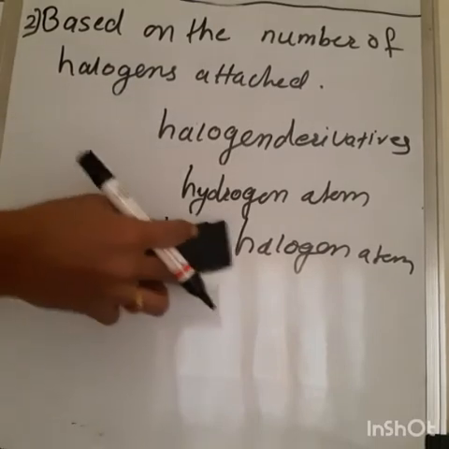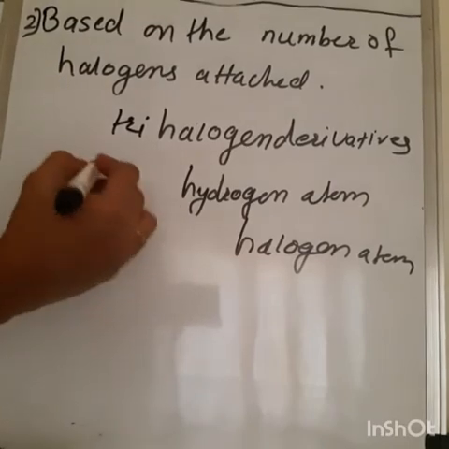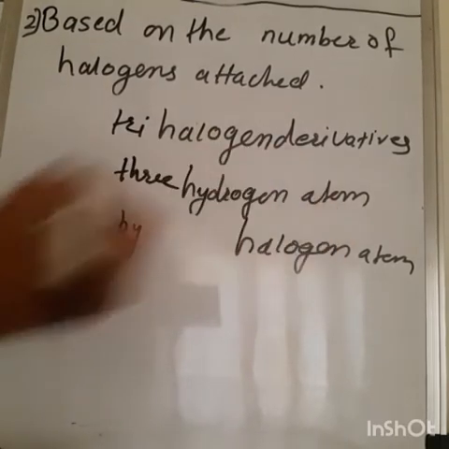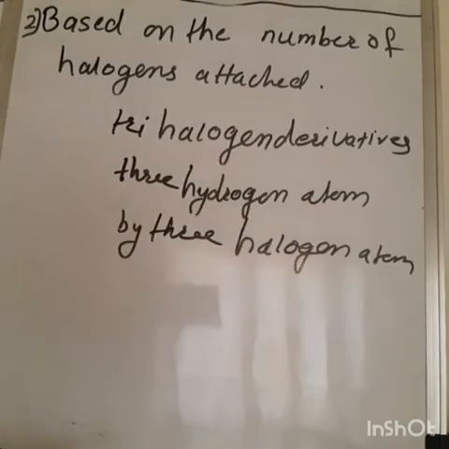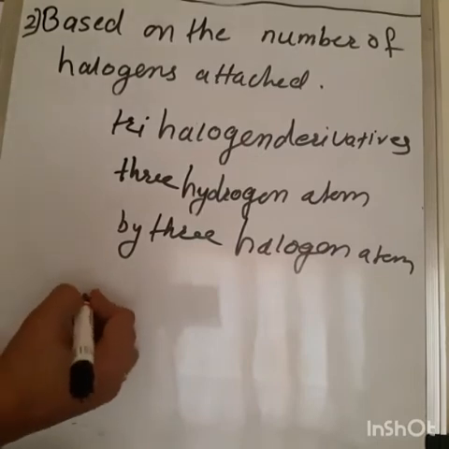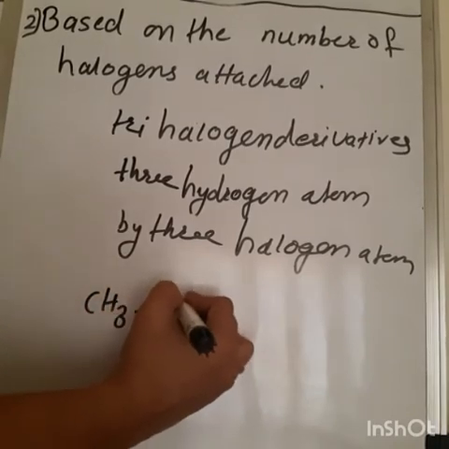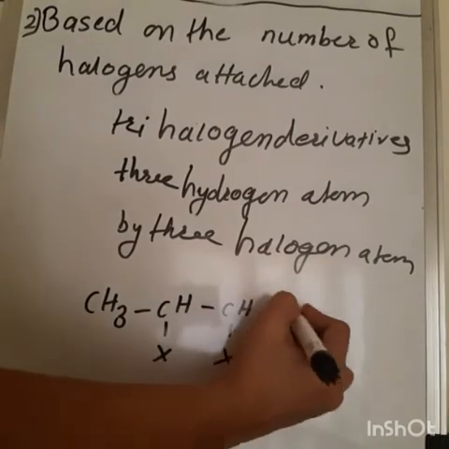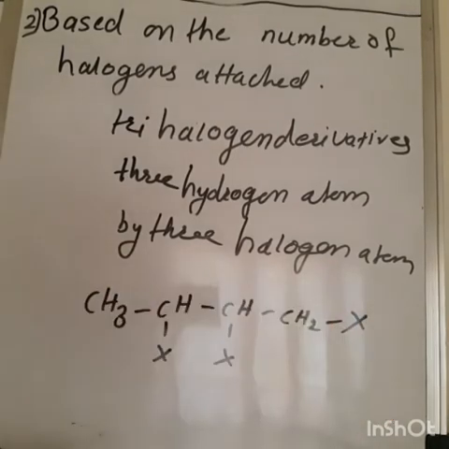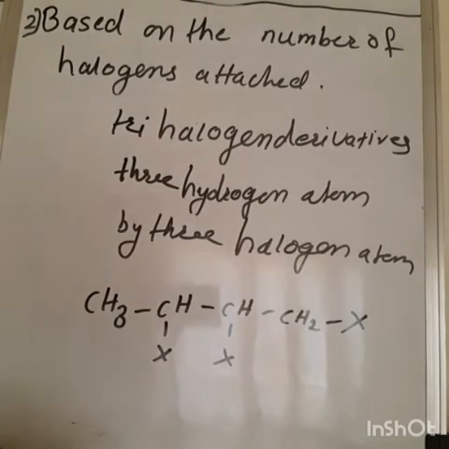Now what about trihalogen compounds? These are the compounds in which three hydrogen atoms are replaced by three halogen atoms in the compound. Okay, so let's see the example: CH3CHX2, CHX2, CH2X. These types of compounds are known as trihalogen derivatives. Okay.